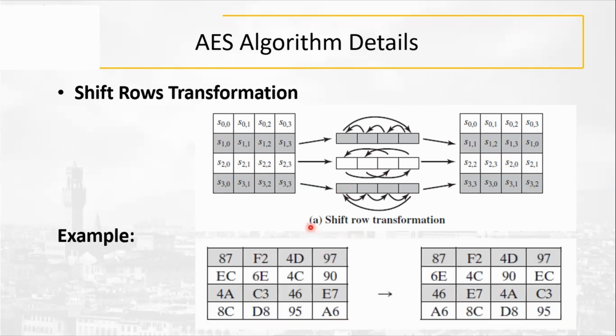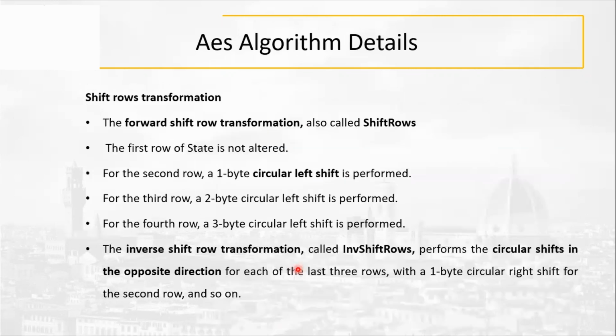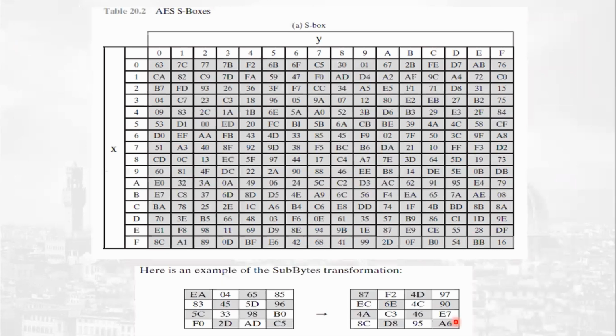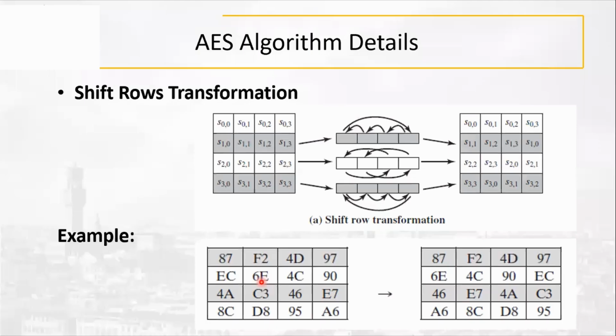This is just the example. If you want, you can execute this. The first row is the same row that we are getting at this first step. So we are working on this data: 87 F2 4D 97 will be copied as it is because it is the first row. EC 6E 4C 90 will be shifted 1 byte left. So 6 is coming here and so on. It is very simple to understand. You can just do it a bit later.